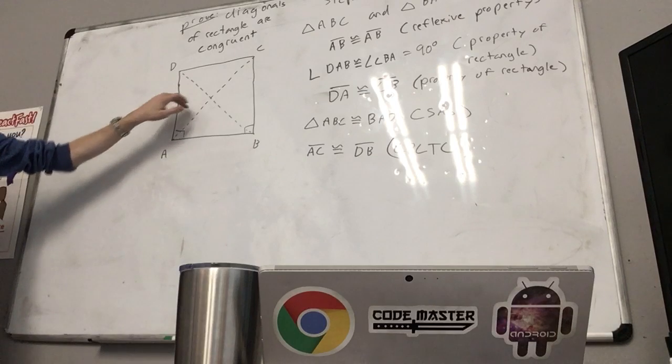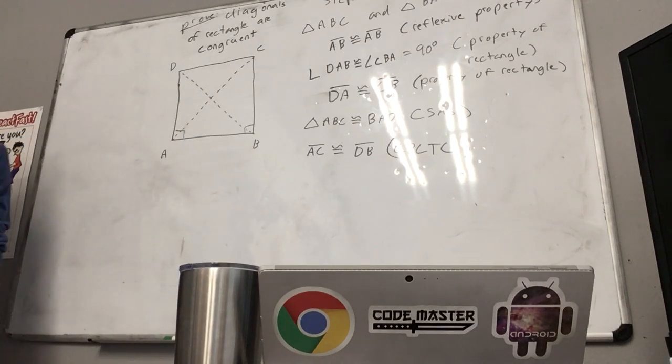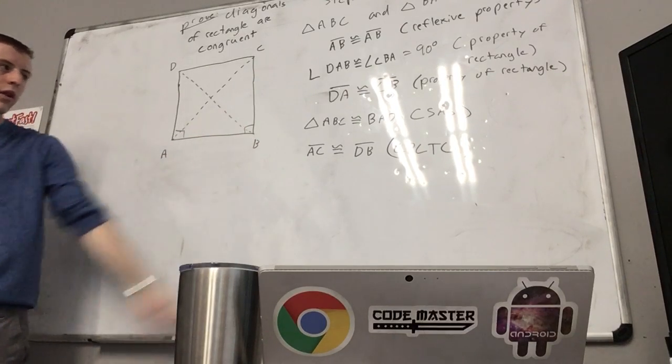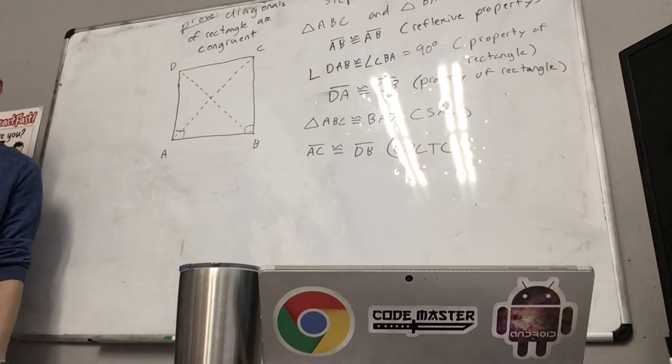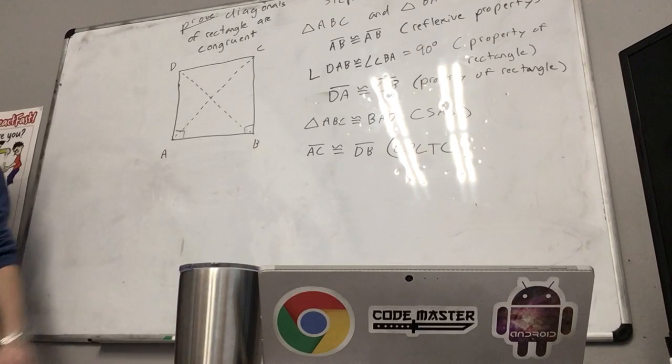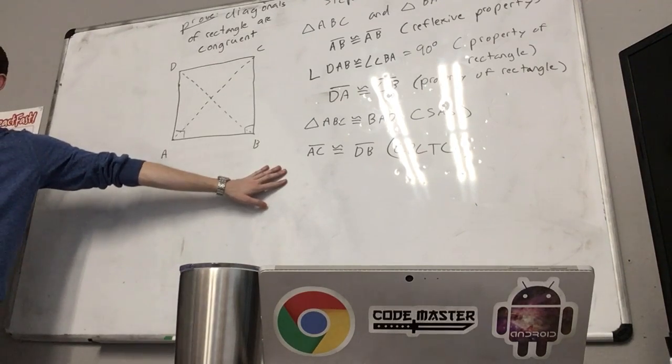Finally, we have this diagonal AC and diagonal DB. They are both the hypotenuse of triangles we said were congruent. So therefore, corresponding parts of congruent triangles are congruent, or CPCTC, and we're done.